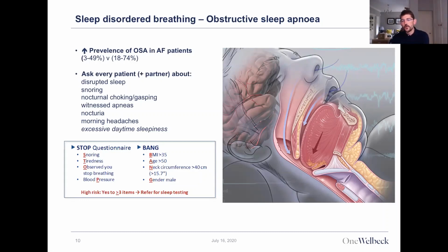And so it's really important to ask all new patients with atrial fibrillation if they have any symptoms to suggest they might have sleep apnea, such as the ones that I've listed there. And a lot of these will require the partner to tell them about episodes of choking, gasping, actually stopping breathing during the night.